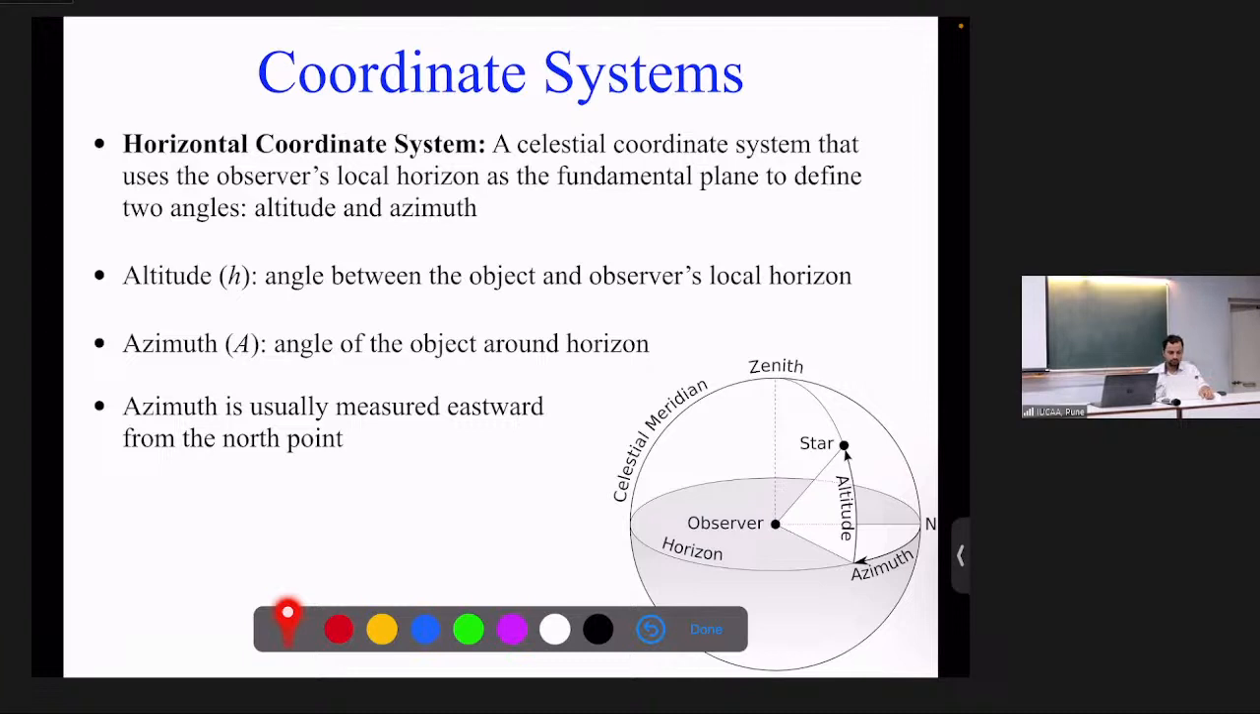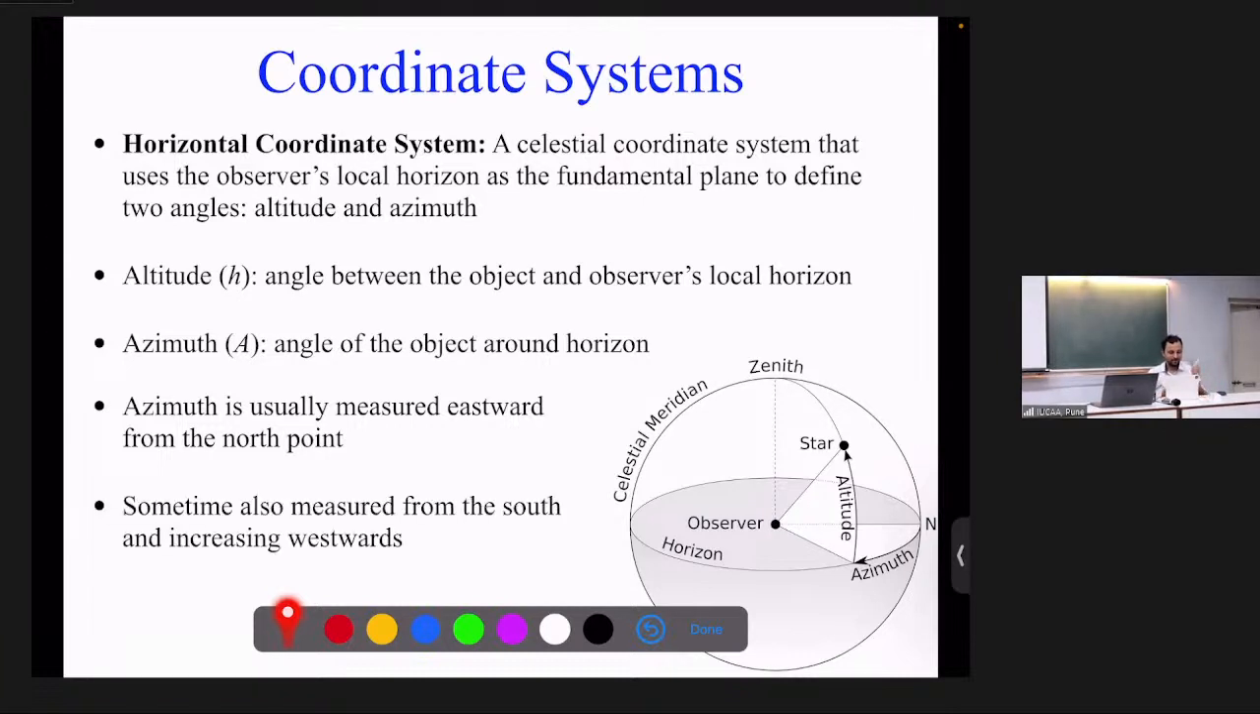Okay? And the other obvious thing is that you know that objects above the horizon will have a positive altitude and objects below the horizon will have a negative altitude. What will be the maximum value of altitude? 90 what? Degree. It's very important to say the unit. Okay, unit.